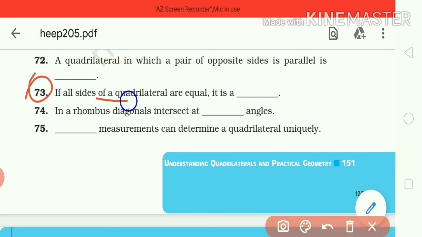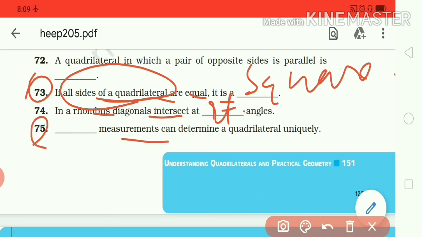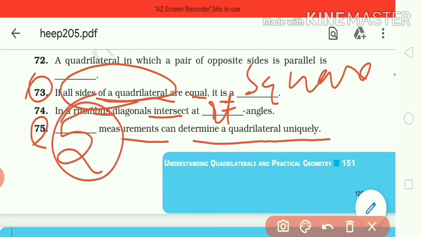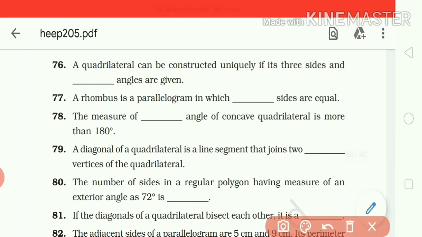73. If all the sides of a quadrilateral are equal, it is a. All the sides of the quadrilateral are equal, then it is a square, right? In the rhombus, diagonals intersect at right angle, because the diagonals intersect at 90 degrees. So you can write right angle, so 90 degrees. Question number 75. The dash measures can determine a quadrilateral uniquely. 5 measurements, right?